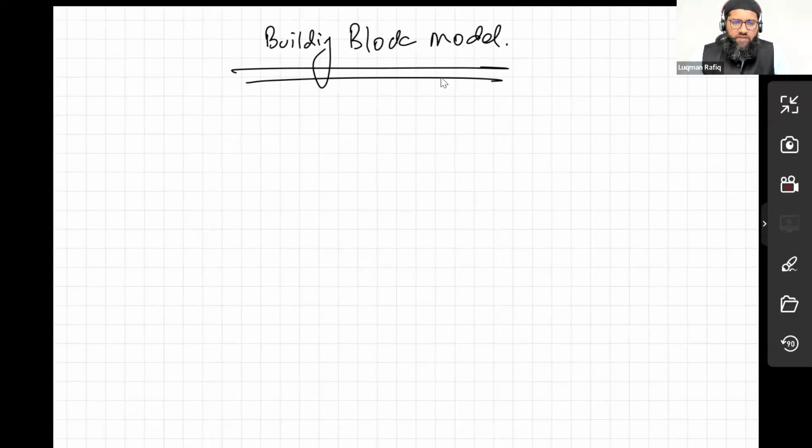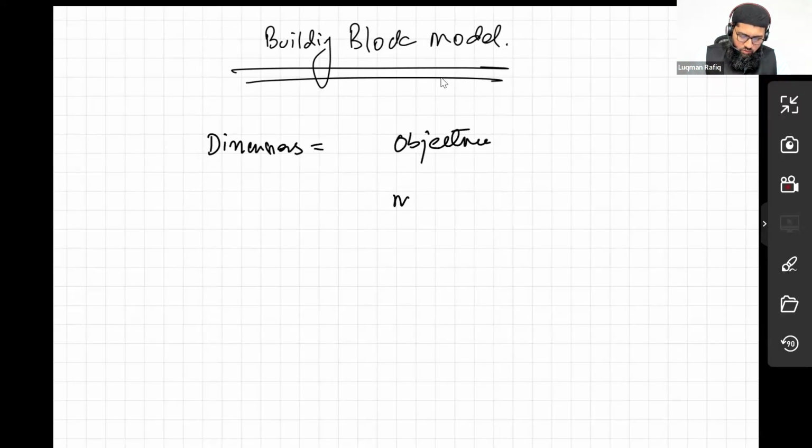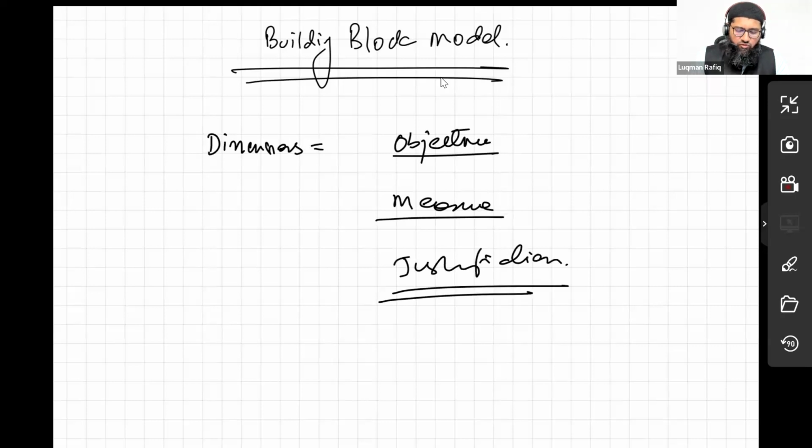When we talk about the building block model, the model has these dimensions, which is 6 dimensions. And like it says, the objective has to be defined, the measure has to be defined, and the justification as to why you have chosen this measure.